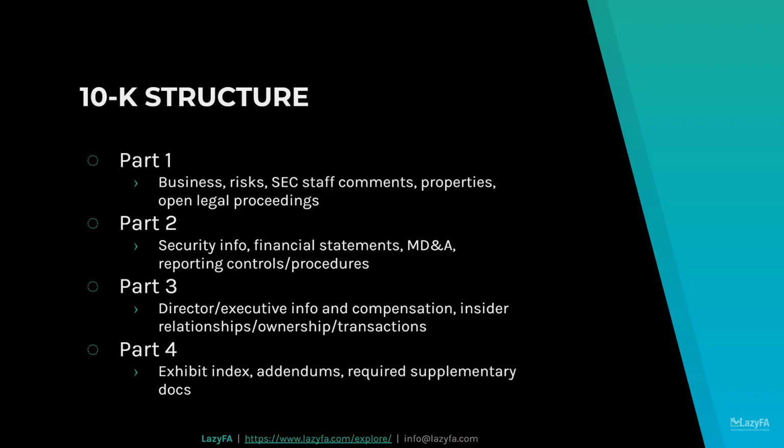So that's part 3, and then part 4 is the exhibit index and all the addendums and the required supplementary data. So that's all of the extra stuff, like if they have credit agreements or extra documentation or any kind of legal documentation or proxy statements or basically anything extra that's not really part of the 10K report itself, but is referenced within it. They have to include those as well as exhibits.